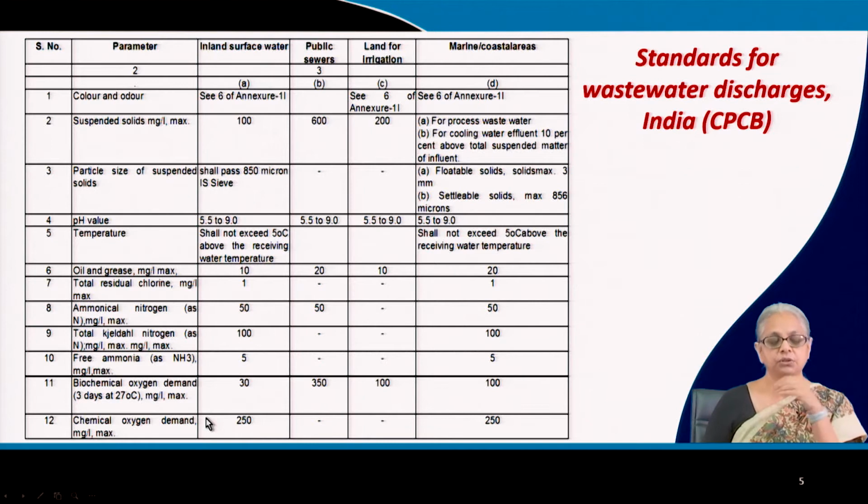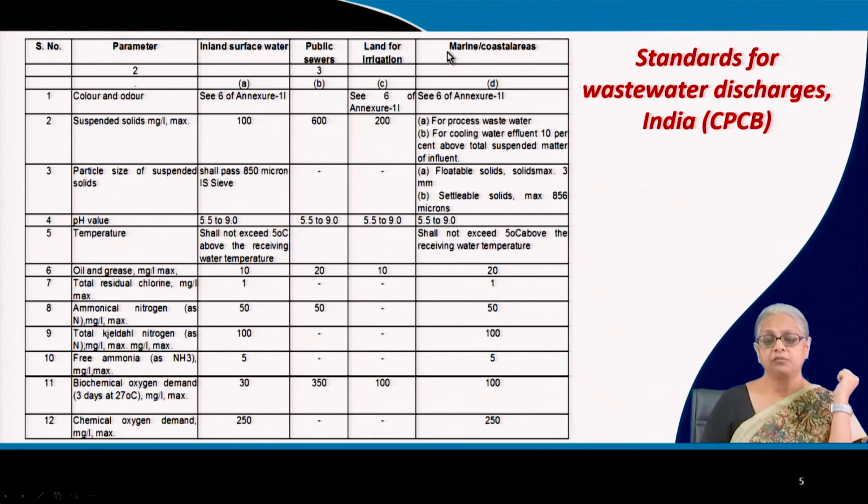As I've already mentioned, these are just 12 parameters that are shown here. The actual CPCB list of parameters is far longer than that, and if you ever have to work in this area, you must refer to the original document. There can be situations in which the wastewater is not treated and it's discharged directly into a public sewer. And then we come to land for irrigation. Supposing the treated water is suitable for irrigation, then it can be discharged on land for purposes of irrigation.